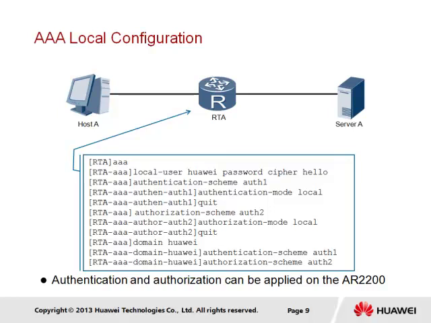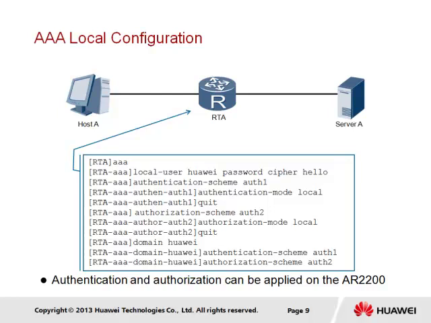a remote AAA server. We wish to associate in this instance the created authentication and authorization schemes with a domain called HUAWEI. In order to do this, the domain must firstly be created on RTA, and then the two schemes created must be associated with this domain. We see this being performed here using the domain command under the AAA view. And under the AAA domain view for this HUAWEI domain, we see the two schemes being bound to the HUAWEI domain.